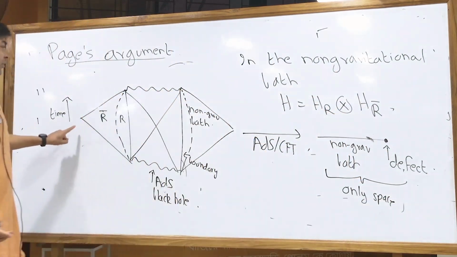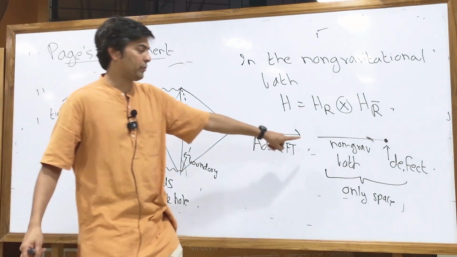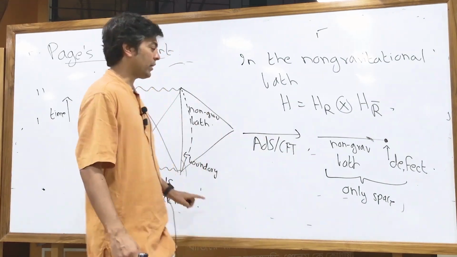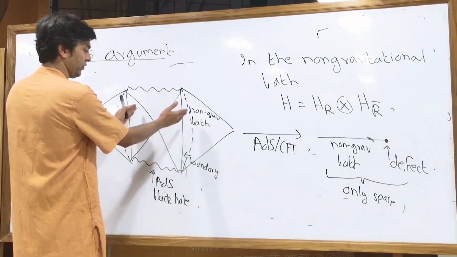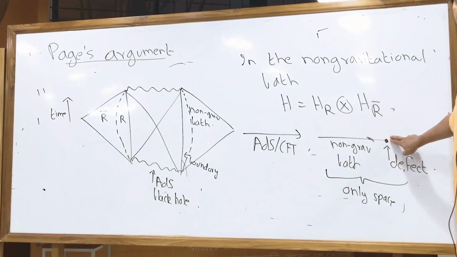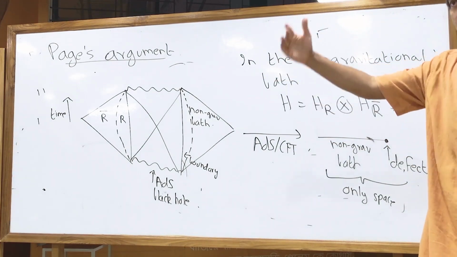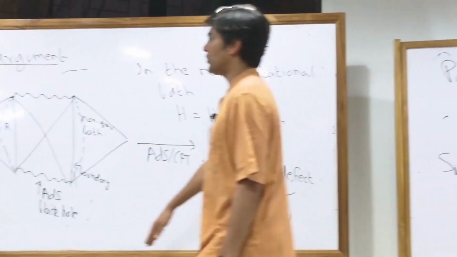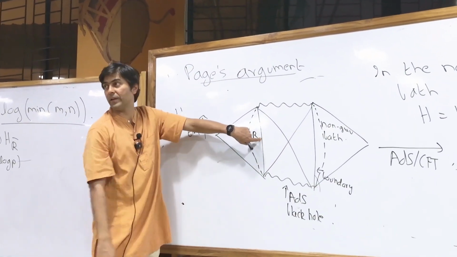Okay. This was a Penrose diagram that was written in space-time. And here I've just drawn a spatial slice of this. And what I've said is, using AdS/CFT, you can convert this entire system of a black hole with a non-gravitational bath into a non-gravitational bath coupled to a defect. Okay. Defect just means that the non-gravitational bath has a boundary. The boundary of the non-gravitational bath is the same as the boundary of this anti-de Sitter space here.